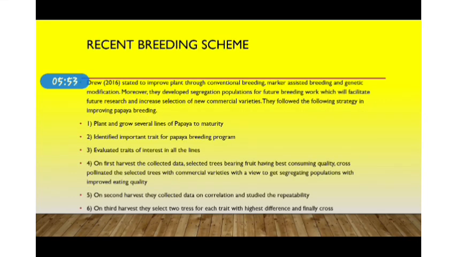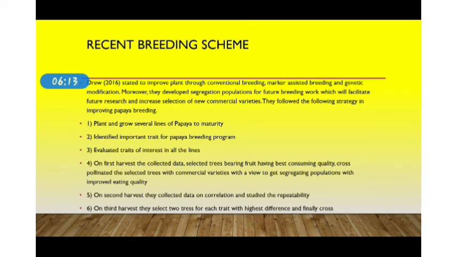Recent breeding scheme for papaya: Drew 2016 stated to improve the plant through conventional breeding, marker-assisted breeding, and genetic modification. Moreover, they developed a segregating population for future breeding work, which will facilitate future research and increase selection of new commercial varieties. They followed the following strategy in improving papaya breeding.